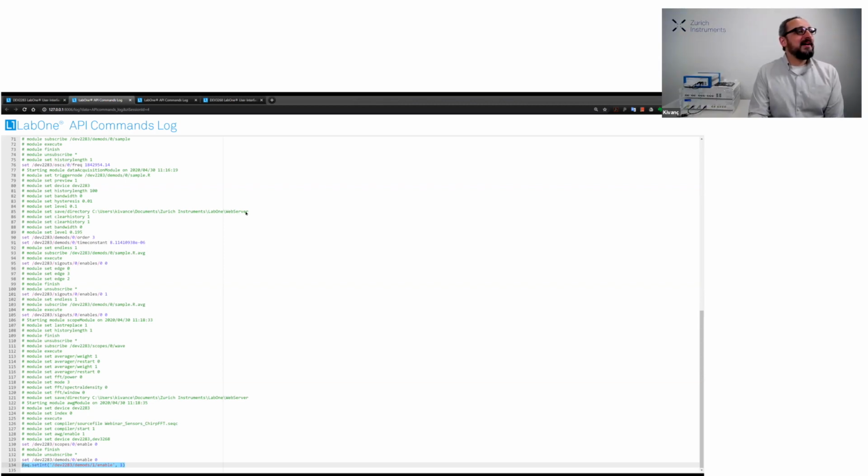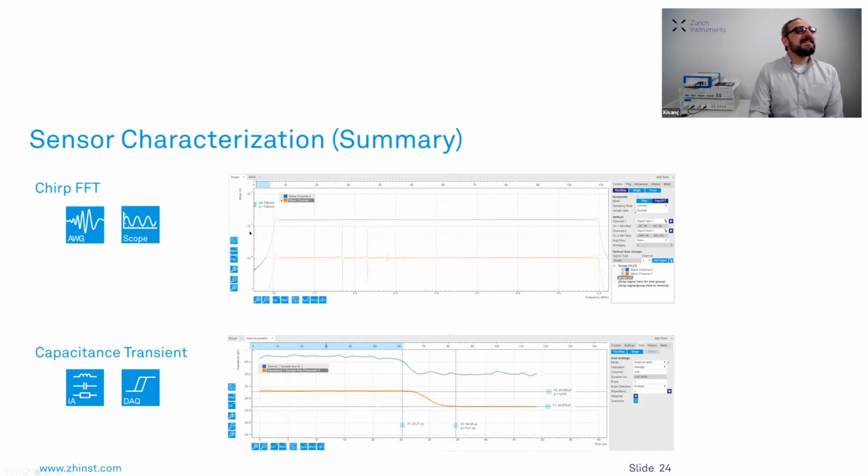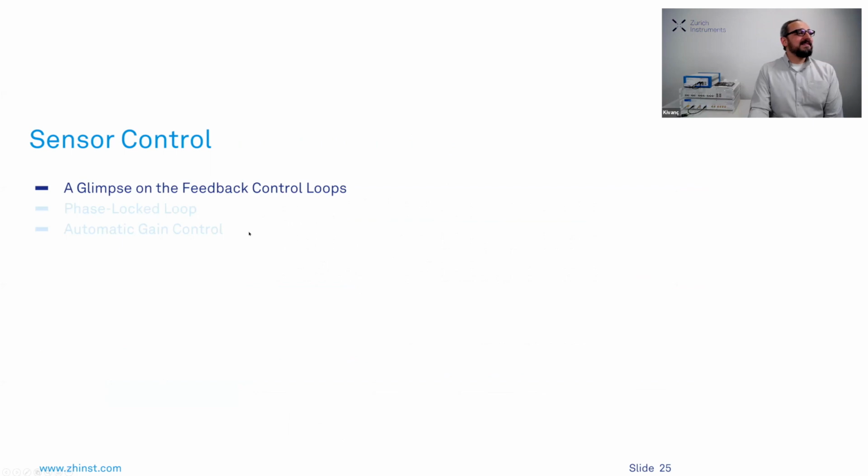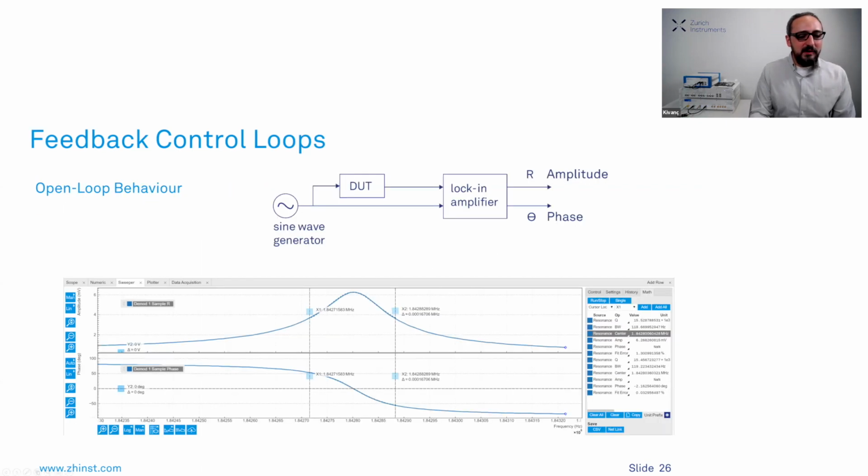So I will switch back to my slides. All right, so we can now continue with the sensor control part of this webinar. So far what we did was an open loop measurement essentially. So we were driving the DUT, or our device under test, with a sine wave or periodic wave, and the lock-in amplifier was providing us the amplitude, phase, etc.